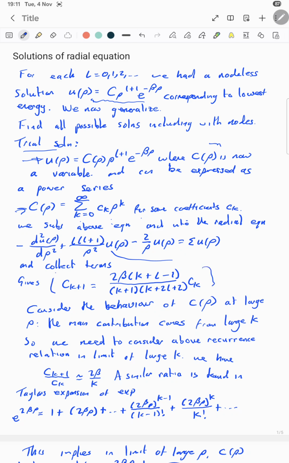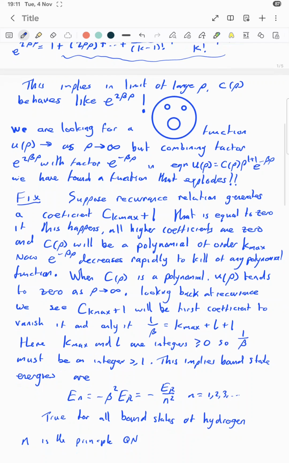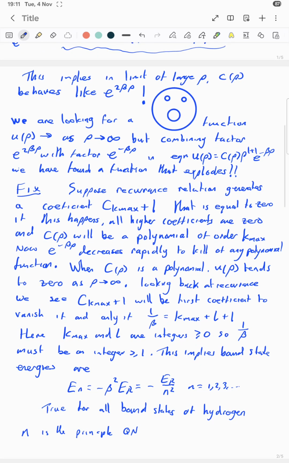Now we consider the behaviour of our C of rho at large rho. The main contribution comes from large k, so we need to consider the above recurrence relation in the limit of large k. We have here a similar ratio, which is found by using the Taylor expansion of the exponential function. Now this implies in the limit of large rho, C of rho behaves like e to the 2 beta rho, which basically explodes. That's not good.